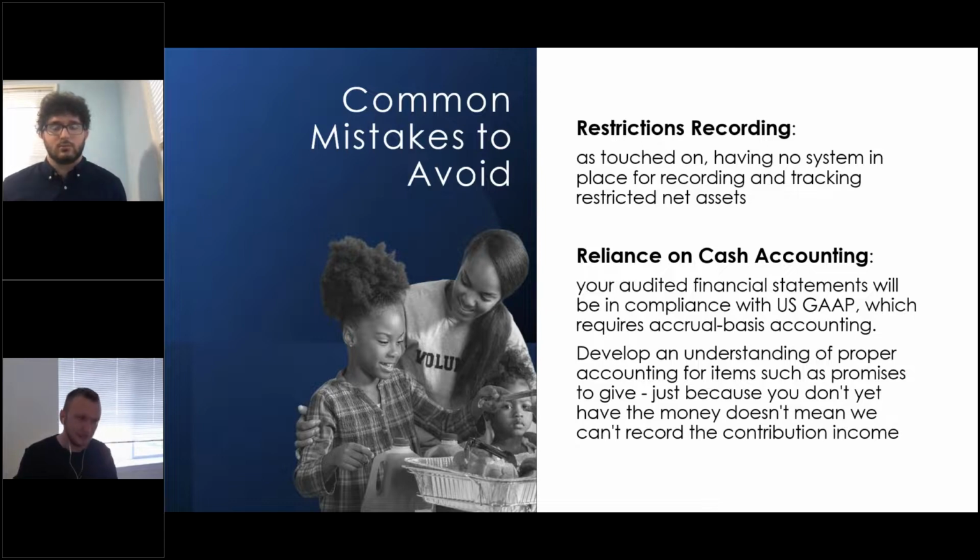And again, as I put there, promises to give. I've used a couple of examples previously where somebody writes you a letter saying, I'd like to donate $50,000. I'm going to give you 2 checks for $25,000 over the next 6 months each. You can record that $50,000 there and then. That's a promise to give, okay? Just because we haven't had the money yet doesn't mean that we can't record that income.